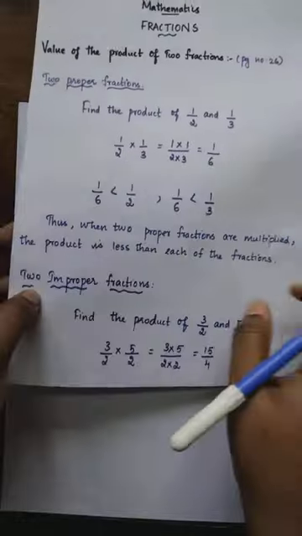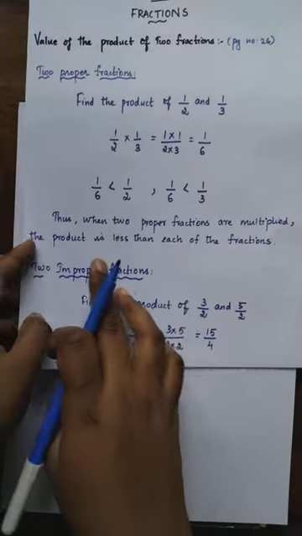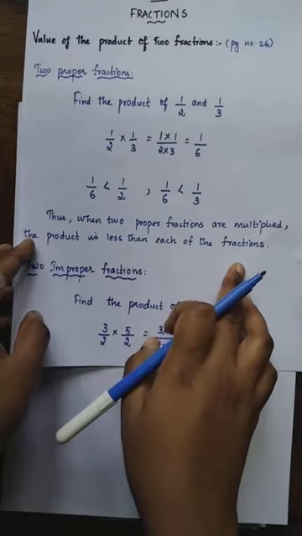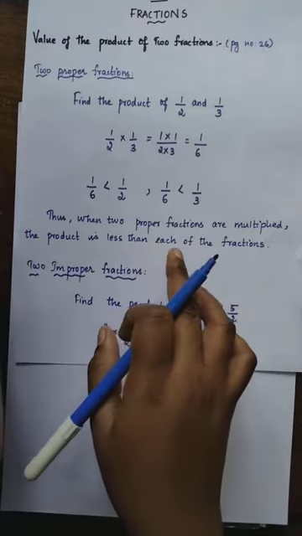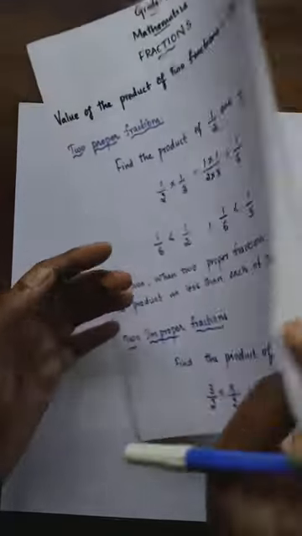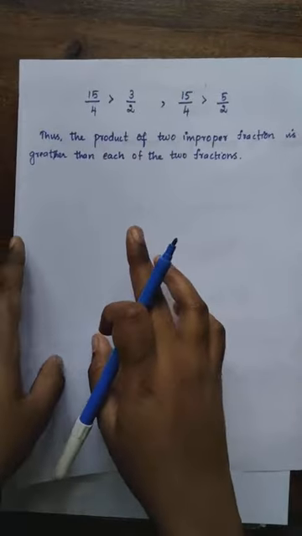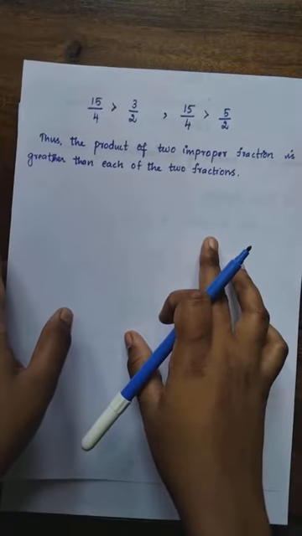When you are multiplying two proper fractions, the product is less than each of the fractions. When you are multiplying two improper fractions, the product is greater than each of the fractions.